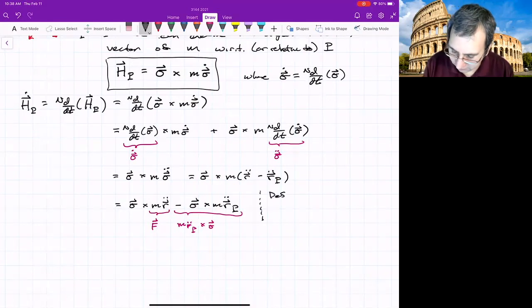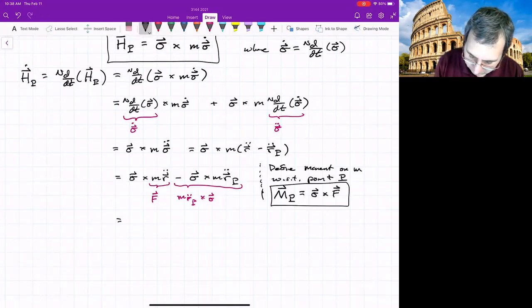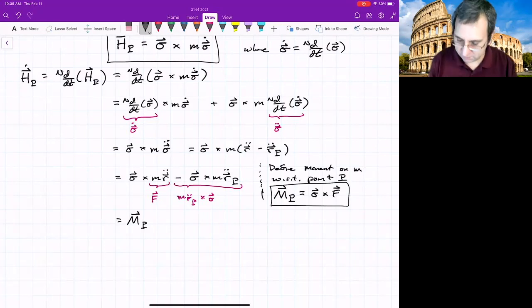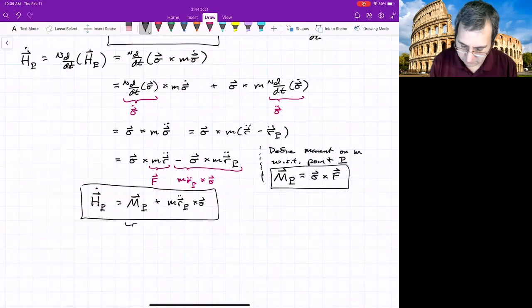So now we will define the moment on M with respect to the point P. M sub P is sigma cross the total force on the particle. Why am I doing that? Because these two together, this is sigma cross F. So we've got M_P, the moment about the reference point P, plus this other term that takes into account how P is moving. And remember what this was? This was H_P dot. So we've picked up some term. This is the moment due to forces.